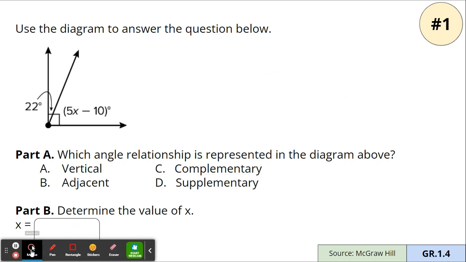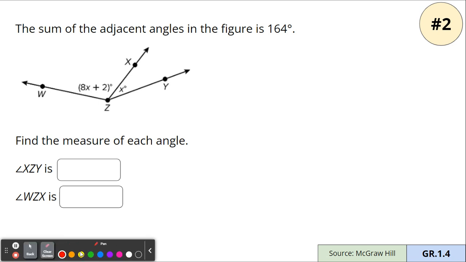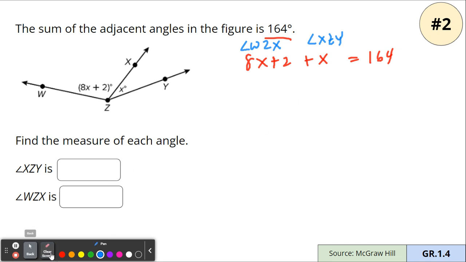Okay, let's move on to question number 2. Question number 2 is also about angle relationships. The sum of the adjacent angles in the figure is 164. We're going to find the measure of these two angles. Since we are given the sum, which is 164, we can create our working equation as 8x plus 2 plus x is equal to 164. Our angle WZX is 8x plus 2, while angle XZY is our angle x.